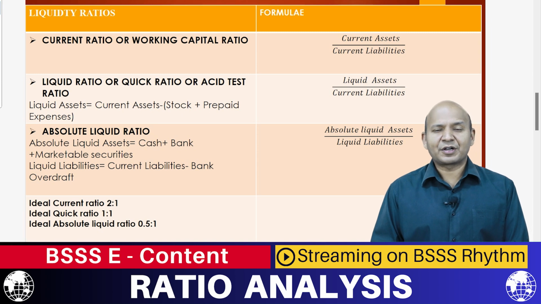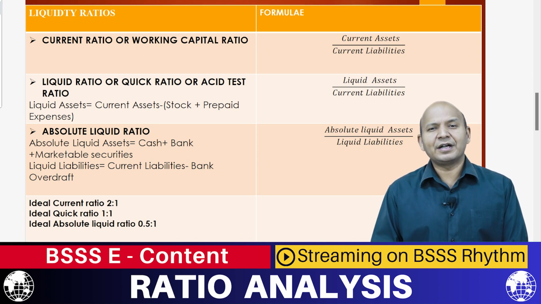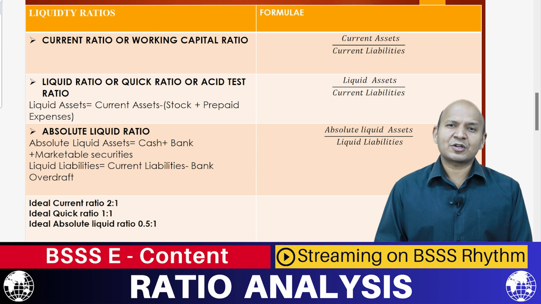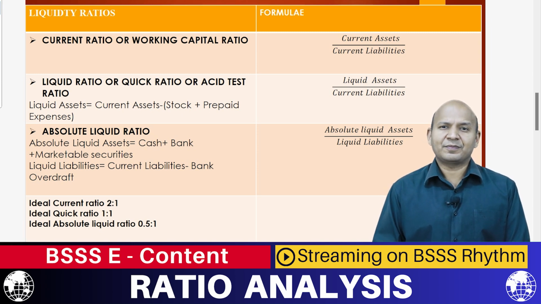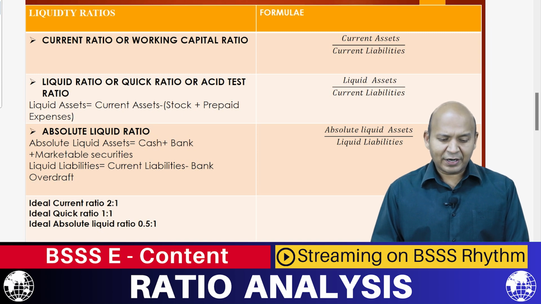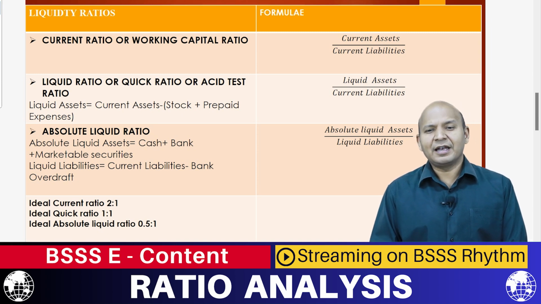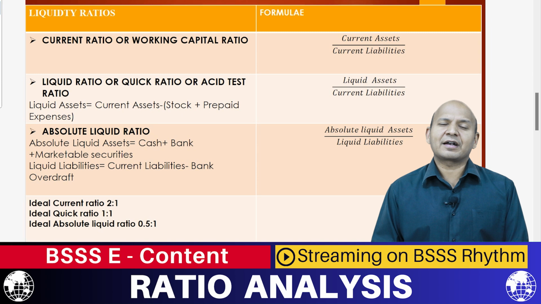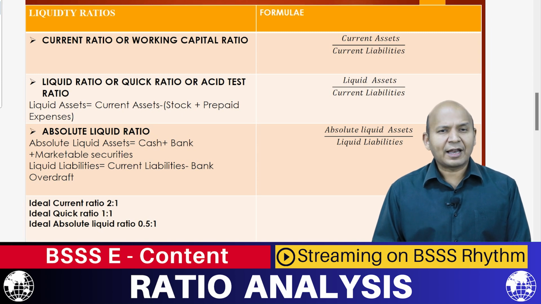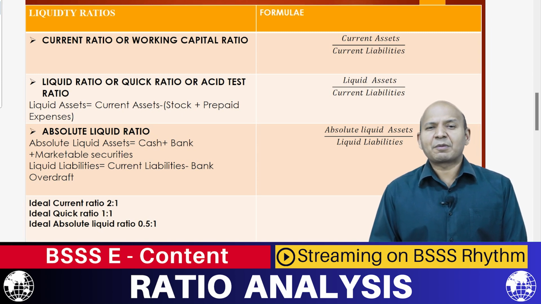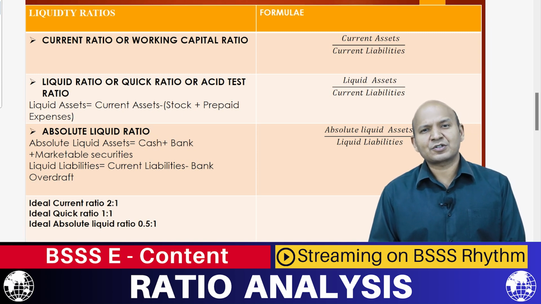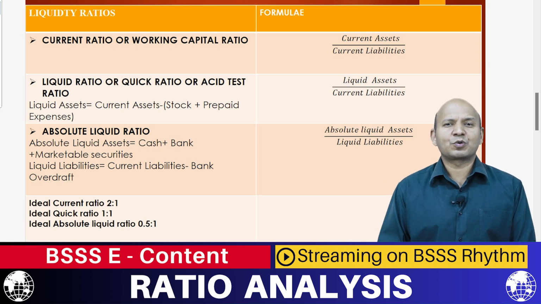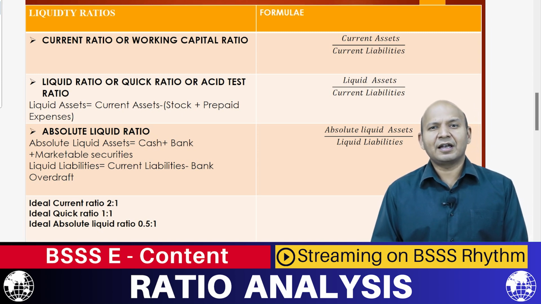The second ratio that we calculate under liquidity ratios is the liquid ratio or quick ratio or acid test ratio. The formula for calculating the liquid ratio is liquid assets divided by current liabilities. For calculating liquid assets, from current assets we need to deduct the total of stock and prepaid expenses. And once we deduct stock and prepaid expenses from the total of current assets, we get liquid assets.